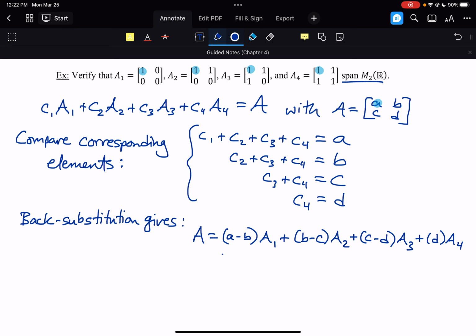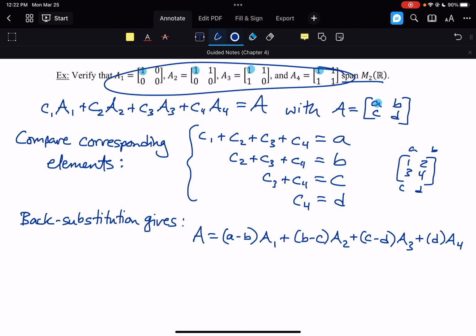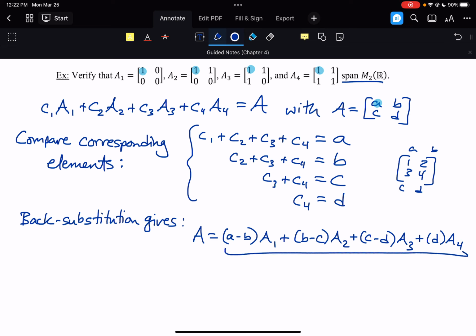So not only can any 2 by 2 matrix A be created with a linear combination of these 4, but we actually found the specific rule to create the linear combination. So, for example, if we wanted to create the matrix 1, 2, 3, 4, where this is again a, b, c, and d, if we wanted to create this matrix using these 4, we would set it up in this specific way.